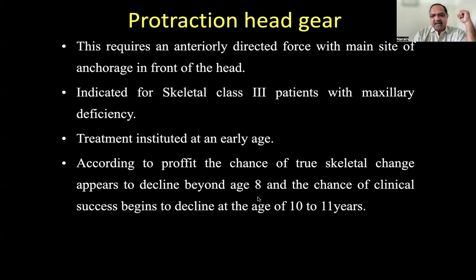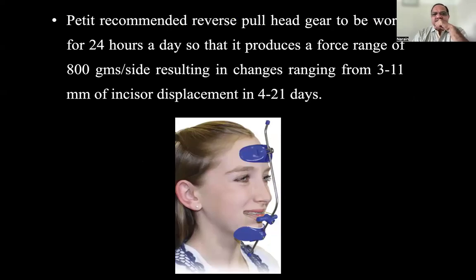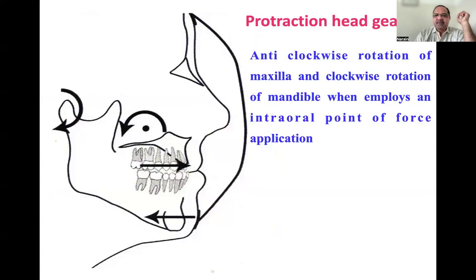According to Proffit, the indicated age is 8 years, where you need to start with treatment and you should finish your treatment by about 10 to 11 years. This is because this is the period of time the maxilla grows actively. And Petit is one author who recommends 24 hours of wear with 800 grams per side. So that is the real recommendation of a protraction headgear.